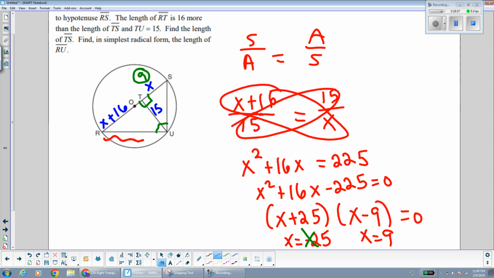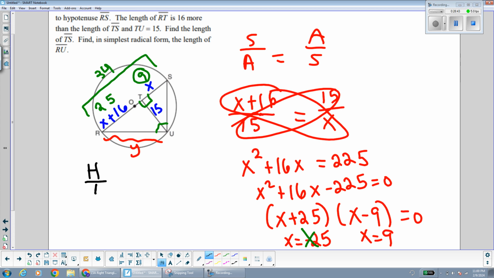Now we need to find the length of RU. I'm going to label that Y. And that's a leg of the big right triangle. So that's going to be hills. Before that, I'm just going to plug my x value into RT to see what the whole hypotenuse is. So 9 plus 16 is 25. So the whole hypotenuse is 34 because 25 plus 9 is 34.